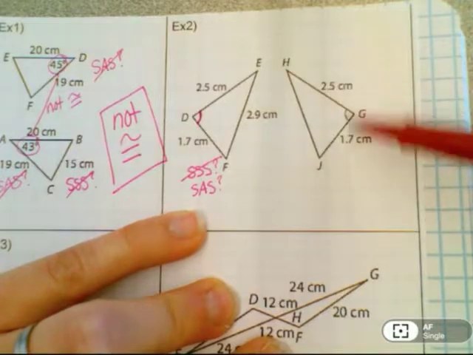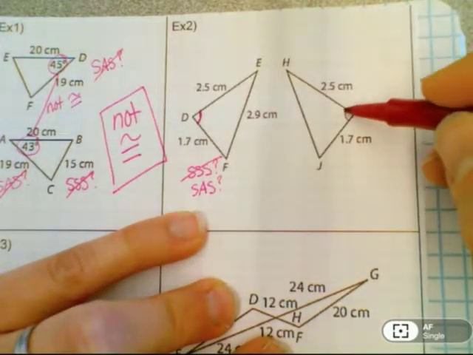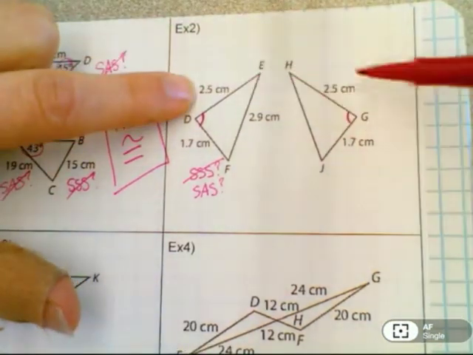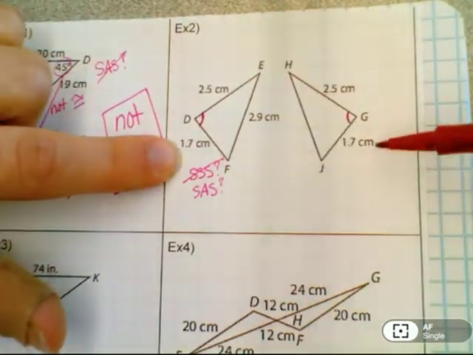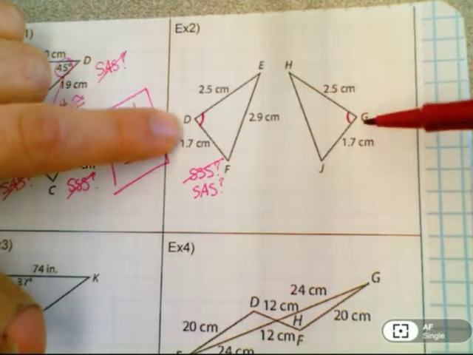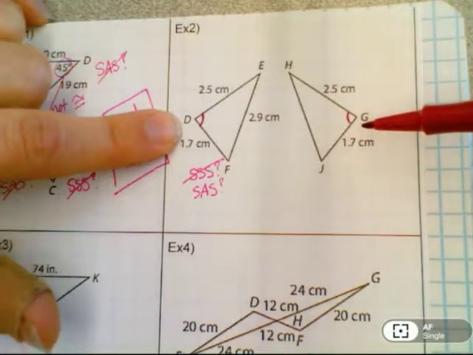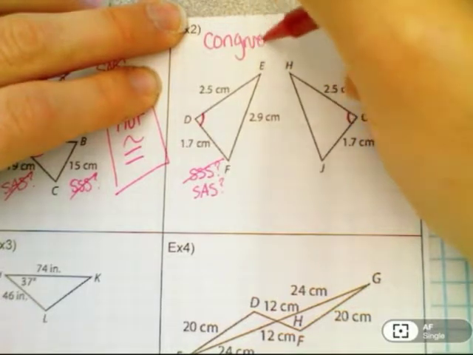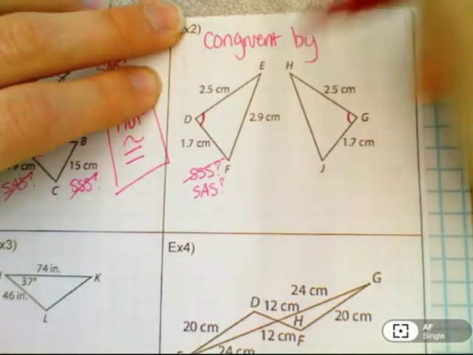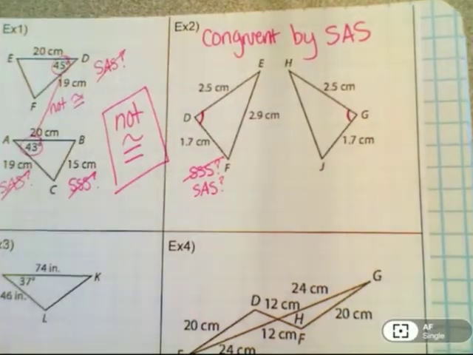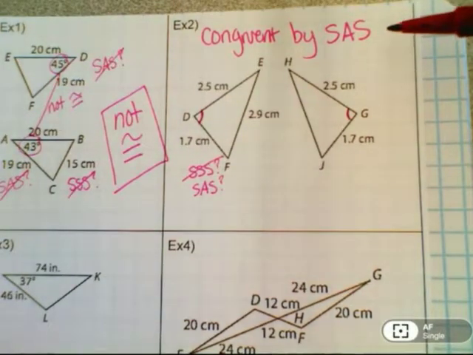And sure enough, I have 2 sides and an included angle, and these are marked congruent. So I've got 2.5, 2.5, 1.7, 1.7. So I have 2 pairs of congruent sides, and the angle between them is congruent. So these triangles are congruent, and so we're going to say congruent by side, angle, side. If they are congruent, you're going to have to tell me what shortcut you used.